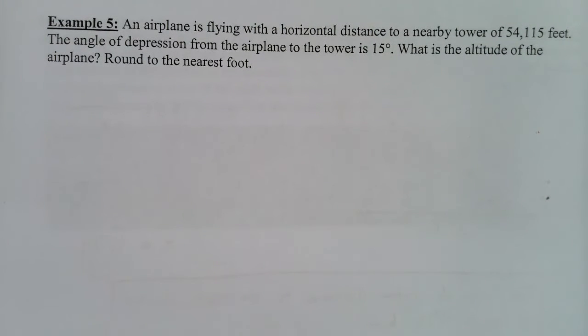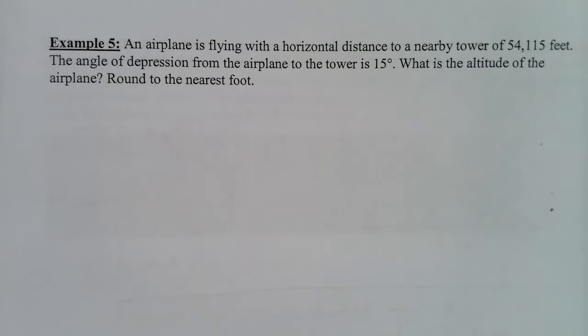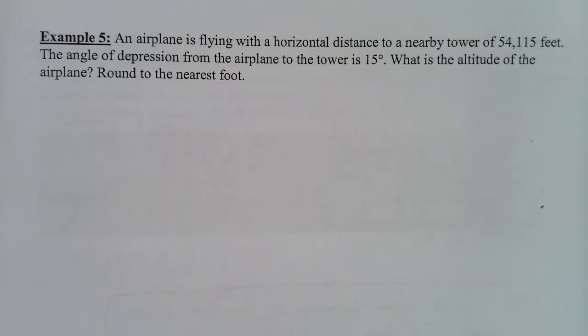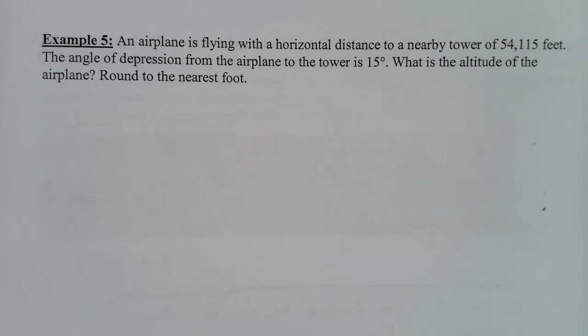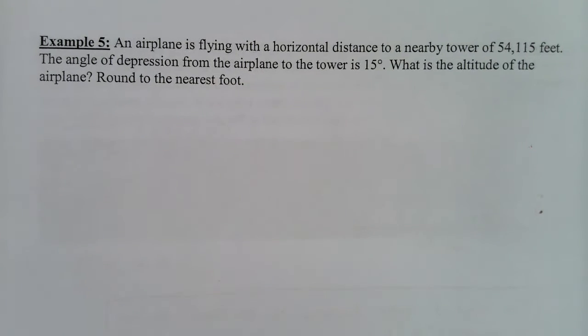Okay, here we go. An airplane, example 5. An airplane is flying with a horizontal distance to a nearby tower of 54,115 feet. The angle of depression from the airplane to the tower is 15 degrees. What is the altitude of the airplane? So how high above the ground is the airplane? Okay, so there's a couple ways you could do this one.